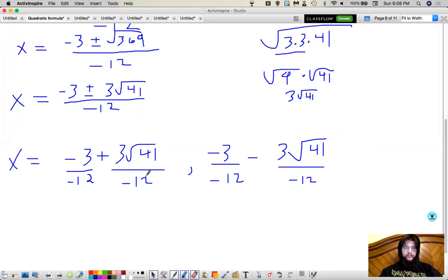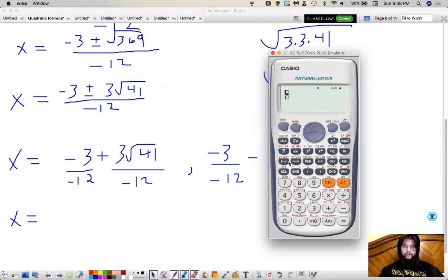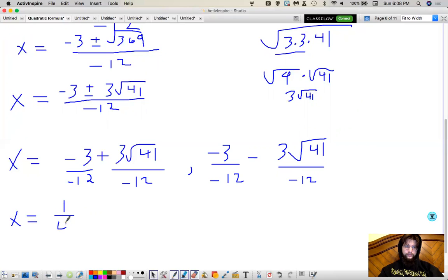And just simplify it. 3/12 is 1/4. Of course, you can use your calculator. Fourth. Now this is a positive, that's a negative, so it's going to be a negative. The 3 and the 12 are like terms, but you cannot mess with this thing under the radical. So that's going to be a 4th, so I'm not going to bother with the 1.